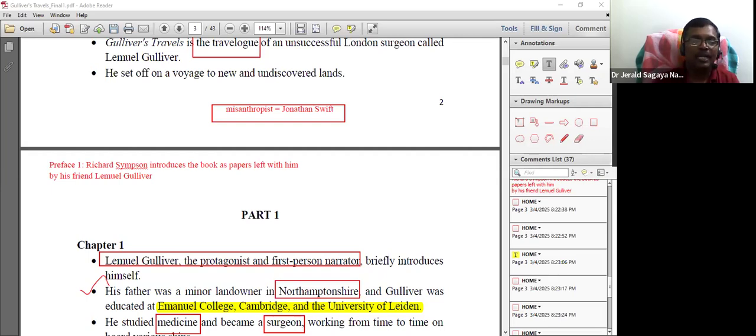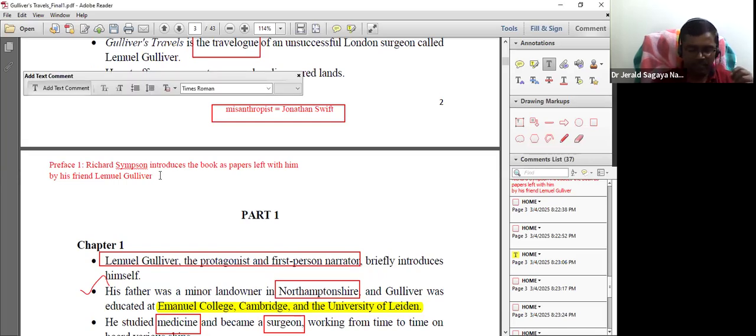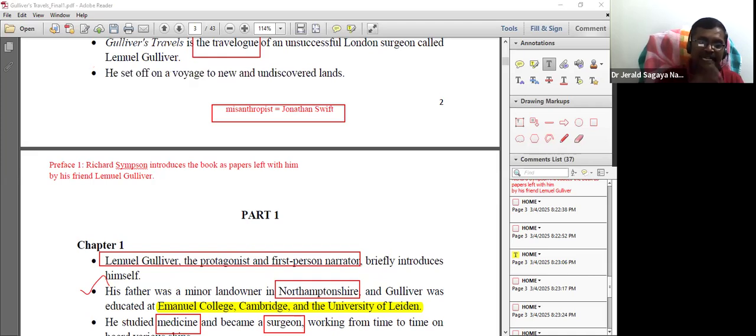Okay, and he also adds that he has edited the papers. What are the things that he edited? If a question is asked about what Richard Simpson edited, he states that he has edited some important informations. He has edited out passages about sea travel. Lemuel Gulliver had written very exhaustively about sea travel. It would be very boring, so I cut it. Second, there was geographical information, and I have cut down those geographical information.